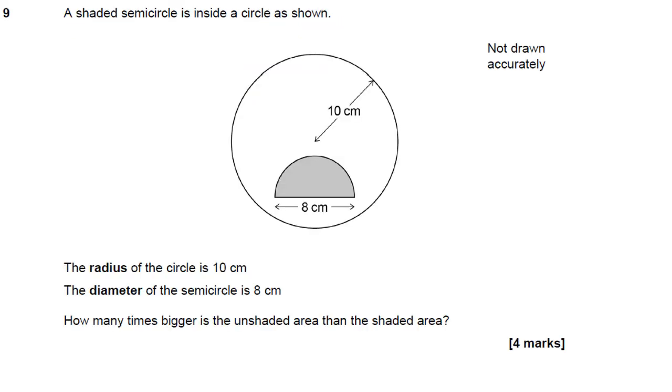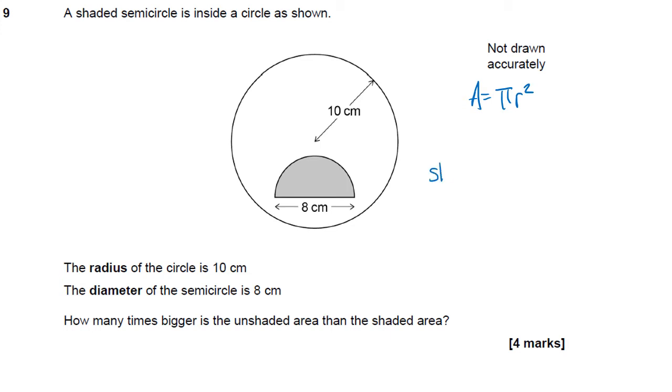Question 9. Geometry question now. So we've got a circle with a semicircle shaded inside of it. And the question is, how many times bigger is the unshaded area inside there than the shaded area? Well, the key thing in this question is knowing the equation for areas of circles, so pi r squared. I'm going to have to use that.